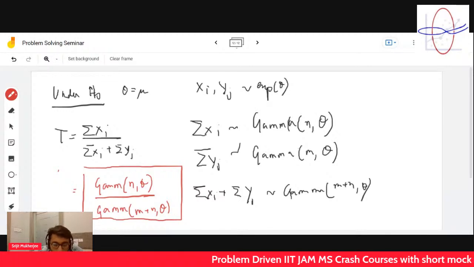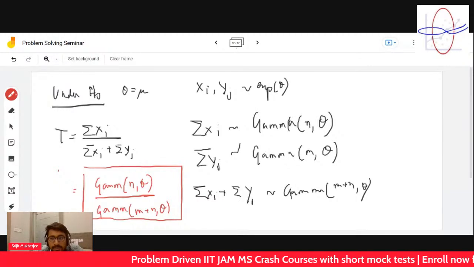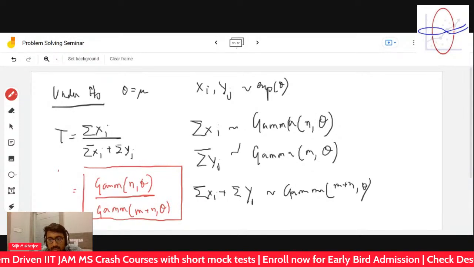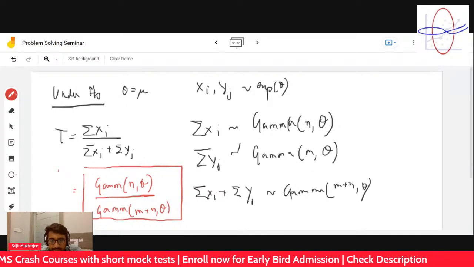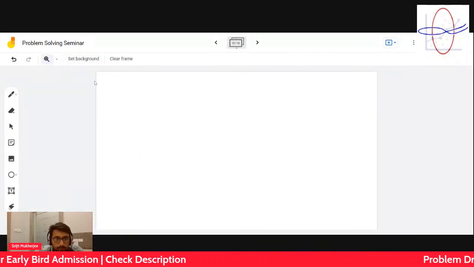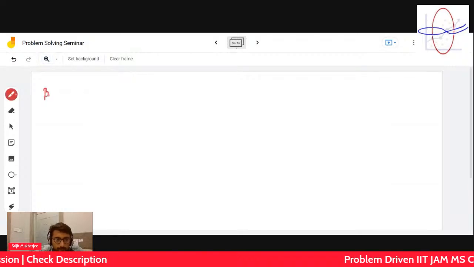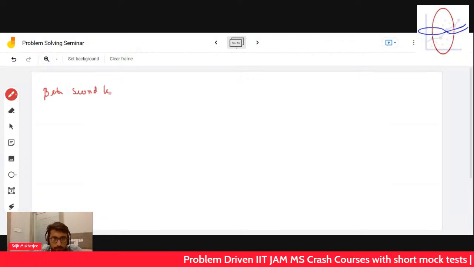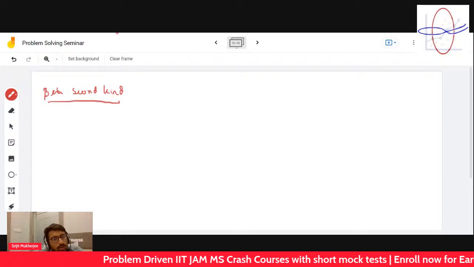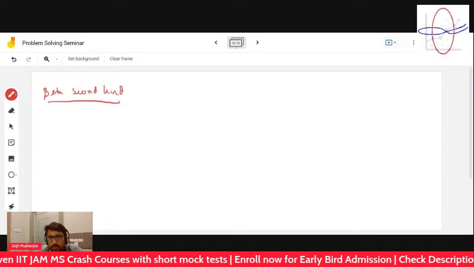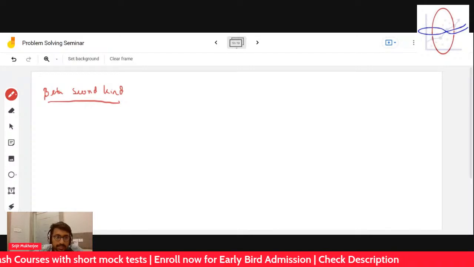So yeah, it's related to beta second kind. So what is beta second kind? Although I don't know if this is really useful in the examination or not, you should be knowing it. Beta second kind is the following.